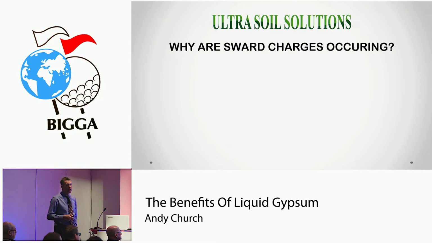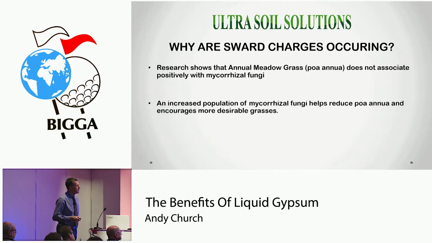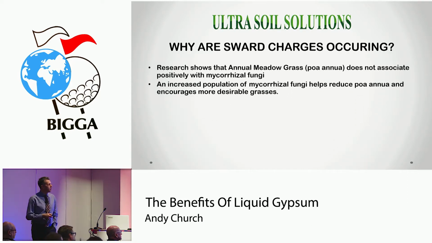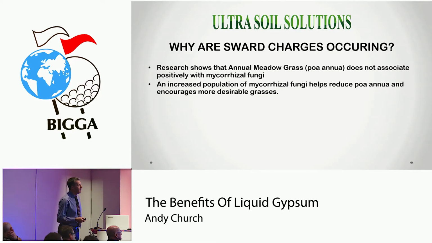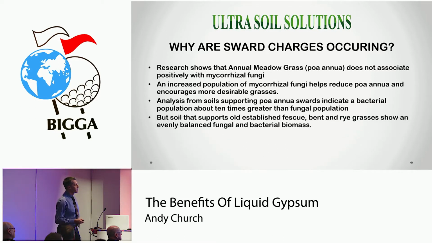So why are sward changes occurring? Research shows that annual meadowgrass and Poa annua does not associate positively with mycorrhizal fungi. An increased population of mycorrhizal fungi helps reduce Poa annua and encourages more desirable grasses. Analysis from soils supporting Poa annua swards indicate a bacterial population about 10 times greater than fungal population. So there's an imbalance in there that we're trying to target.